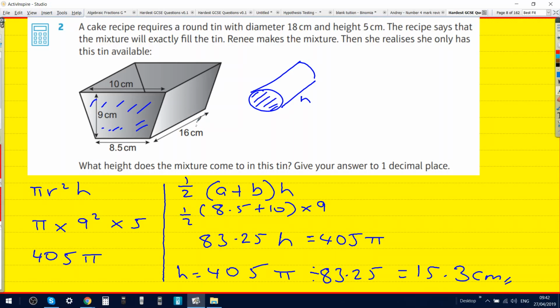So you just have to say what height it goes. Instead of doing cross-sectional area times height to get volume, it was cross-sectional area times something gives us 405 pi because we knew the volume.